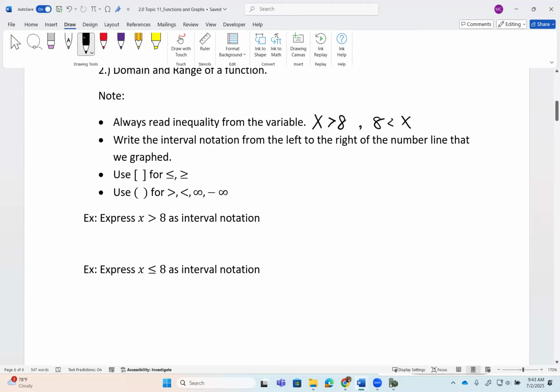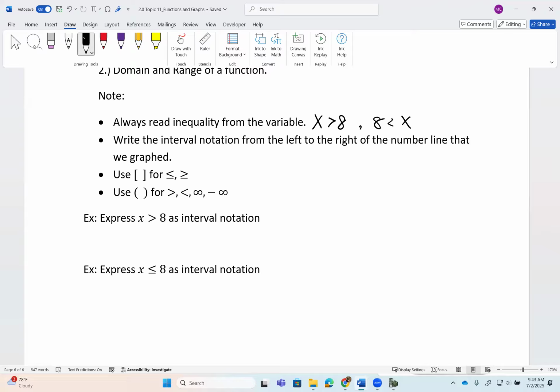Okay, in high school you probably used open circles and solid circles. That doesn't apply here. In order to use interval notation, we will use brackets and parentheses. A bracket is for inequality involving equal to. Parentheses are for inequality without the equal to, less than and greater than, and we will also use parentheses for the infinity sign and the negative infinity sign.